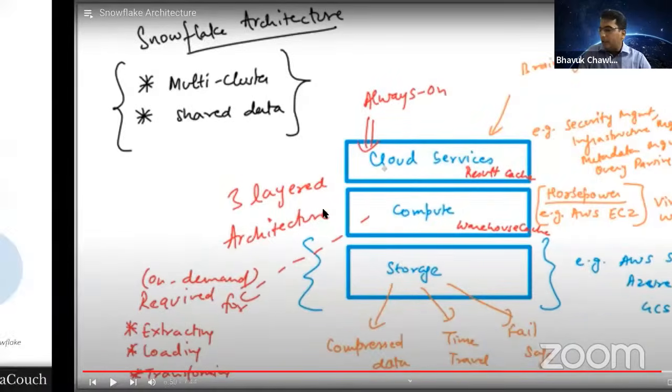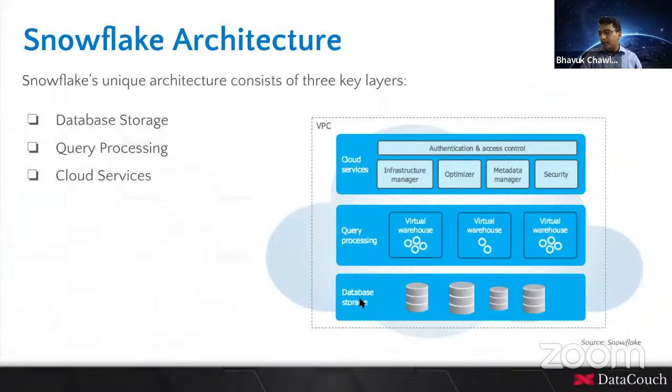So I hope you got it. There are 3 layers in the Snowflake architecture: this is for storing your data, this is for running your queries, and this is for your metadata, your caching, your security, your optimization of queries. All these cross-cutting concerns are taken care of by the cloud services layer.